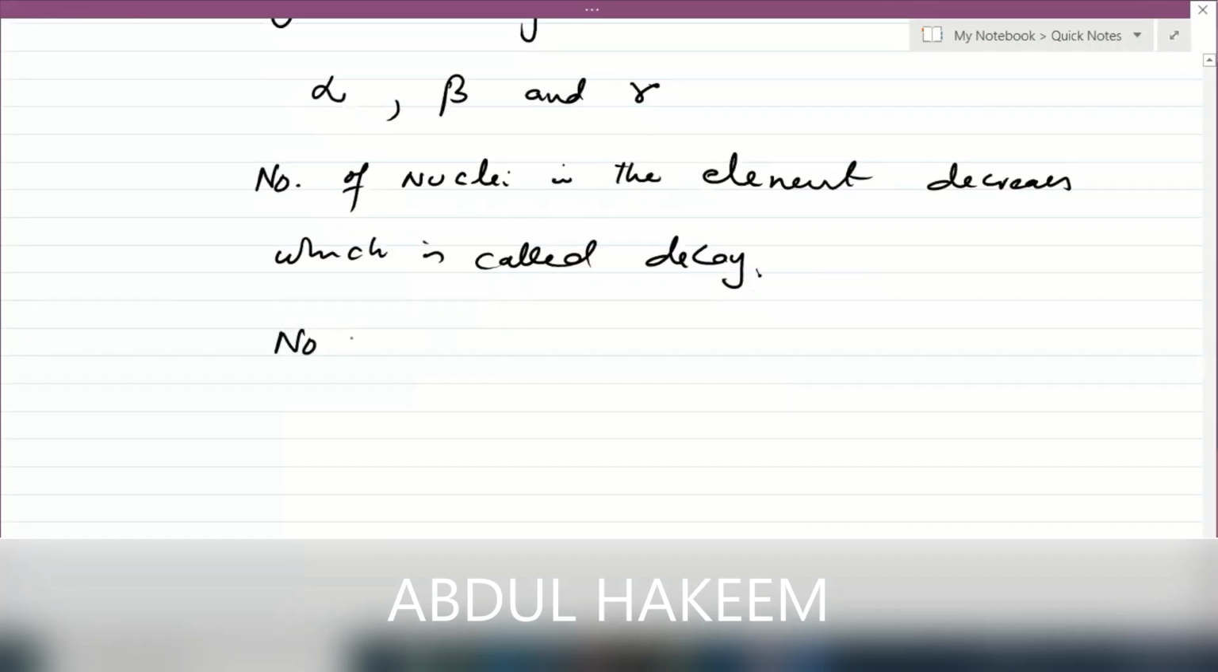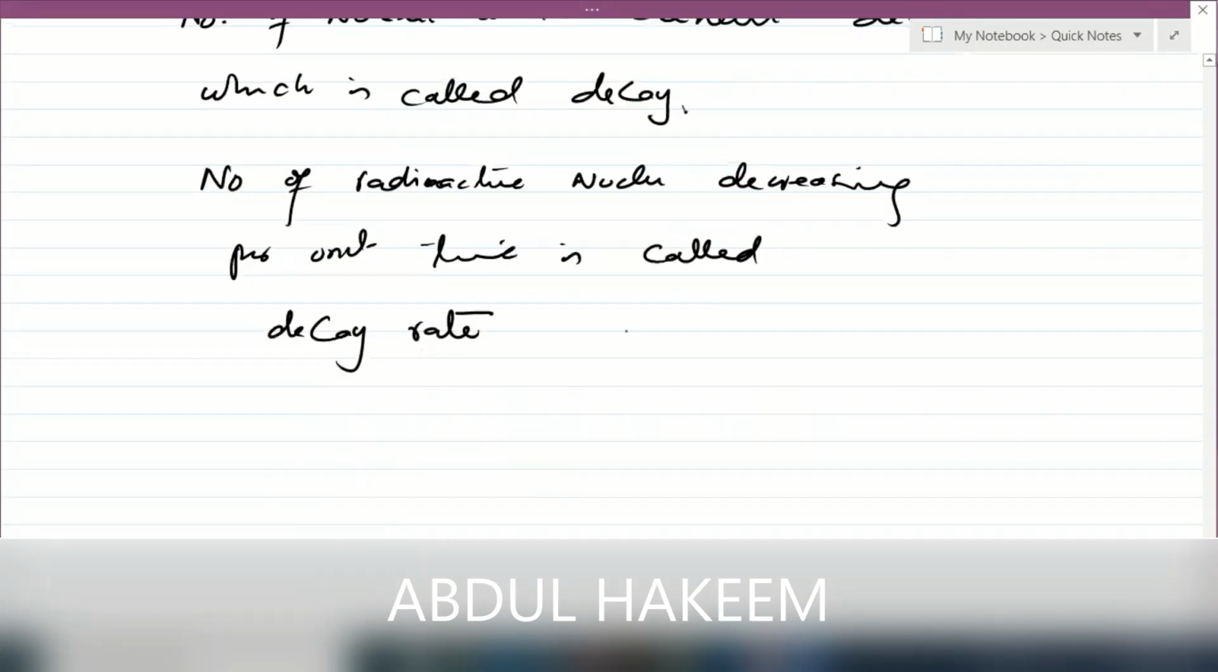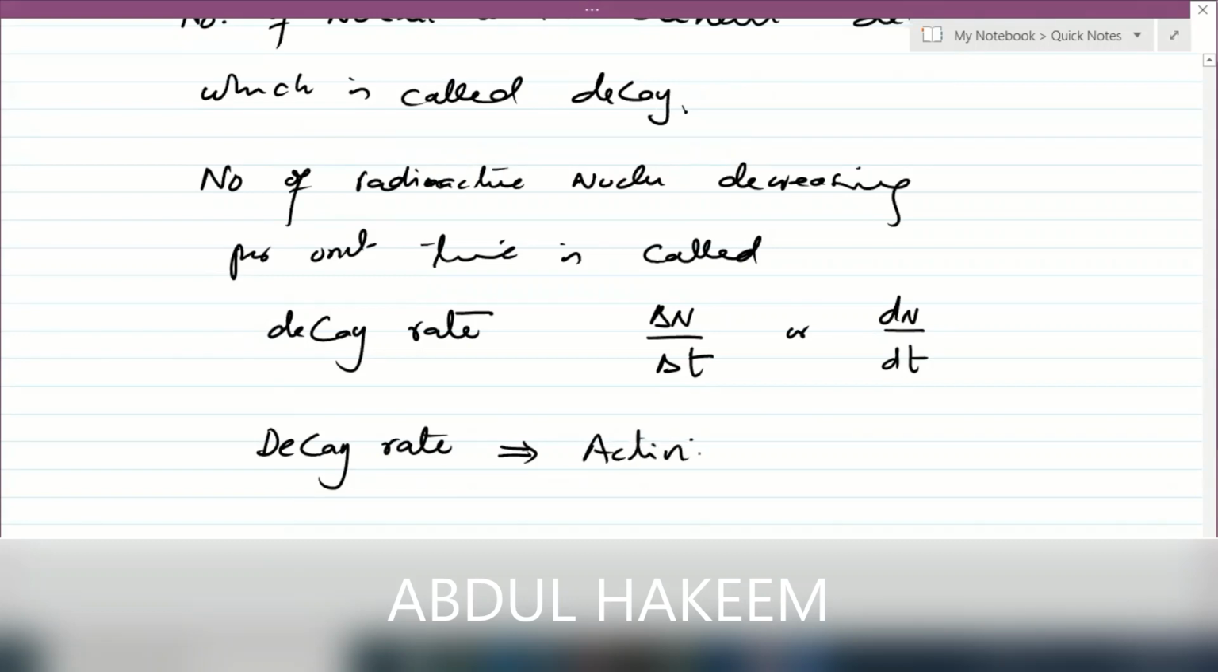And the number of radioactive nuclei decreasing per unit time is called decay rate. This decay rate is represented by delta N over delta t, or dN over dt. This decay rate is also called activity and represented by A. So activity is dN over dt.